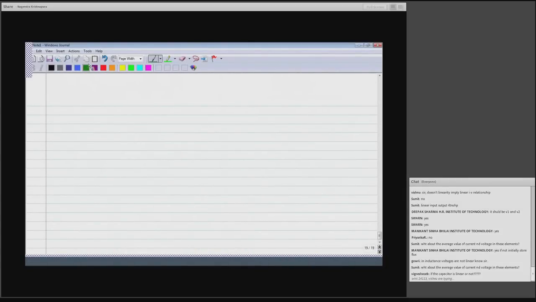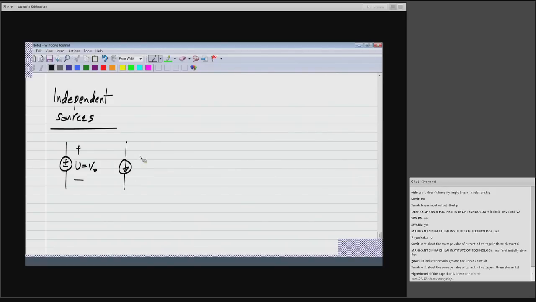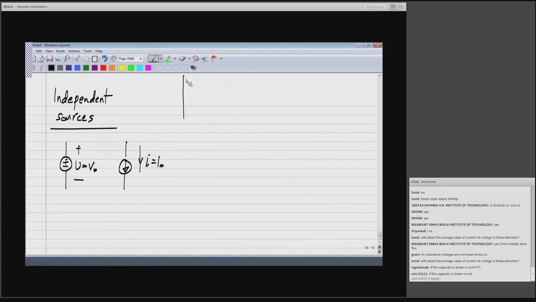So we have discussed now independent sources, which are a voltage source and the current source. And we also discussed a certain number of linear elements.